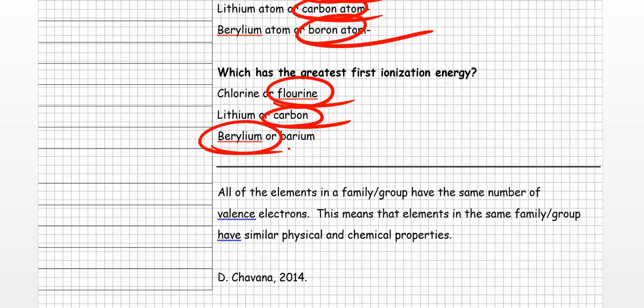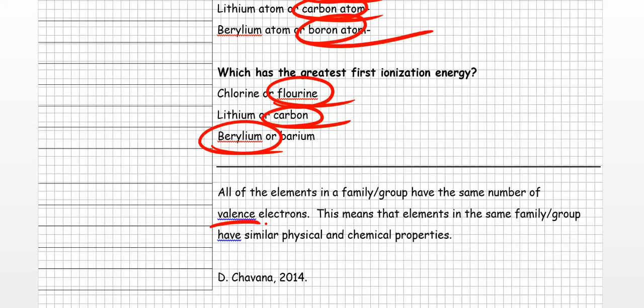One final point I want to make before we finish up this screencast is this. All the elements in a family or group have the same number of valence electrons. What do we mean by valence electrons? We mean the number of electrons in the last energy level, the last main energy level. All right? So I want you to look at the first column of your periodic table now, the one that includes hydrogen, lithium, sodium, potassium, rubidium, calcium, and francium. All of those have the same number of valence electrons.